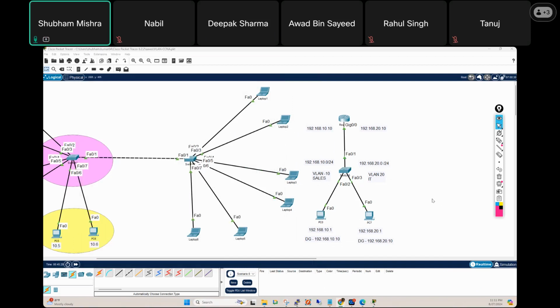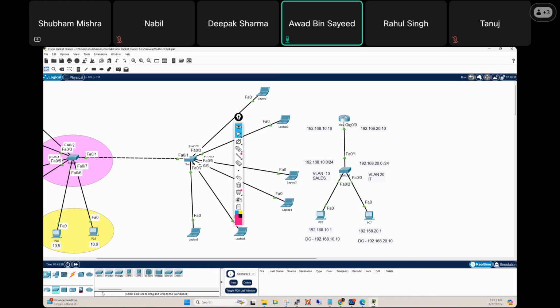Now, this is called router on a stick. The thing is, if we do not have a router, then how can we make communication possible?